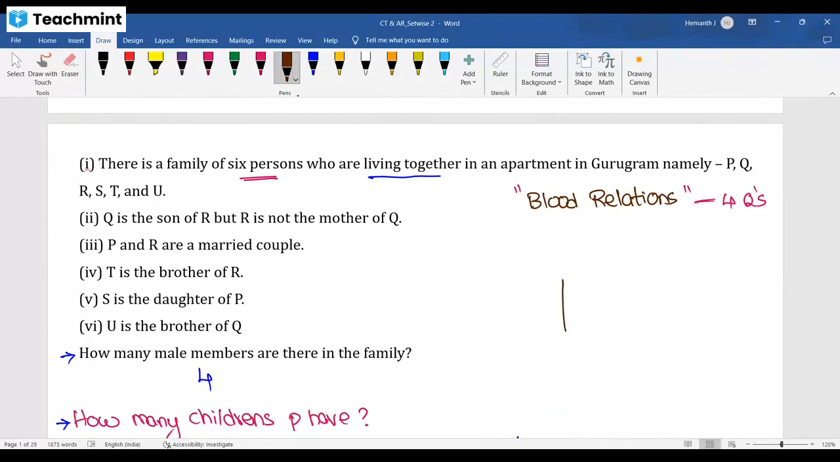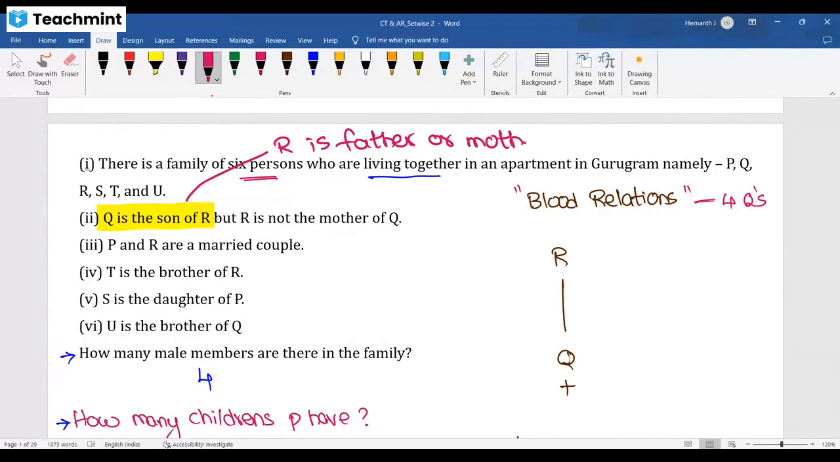Q is son of R. R is one generation above Q. When they use this statement, what is the meaning? R is father or mother of Q. Q is son means R is father or mother of Q. That's the only possibility. And immediately they said R is not mother. When R is not mother, we can understand R is father.